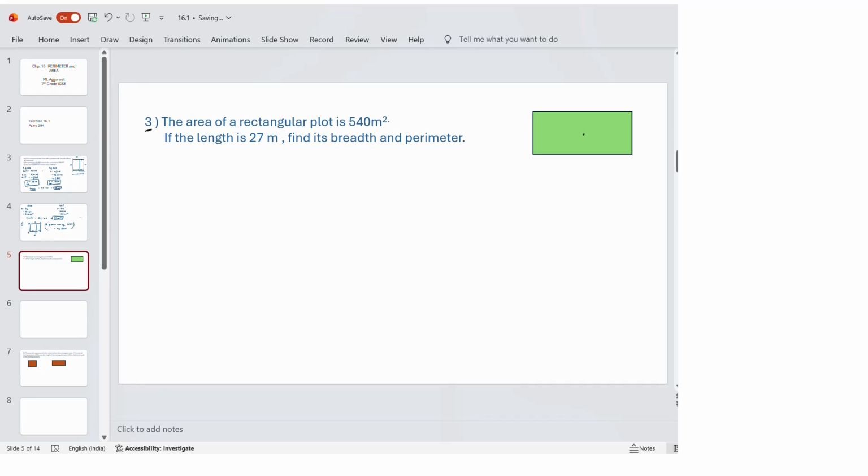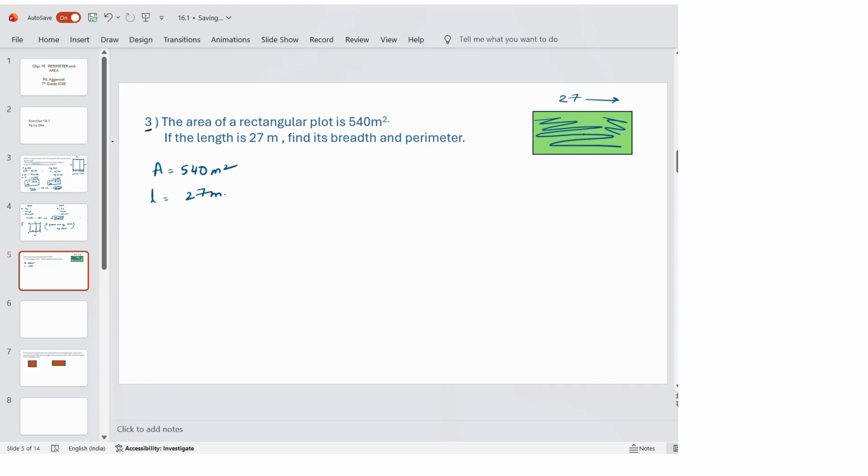Alright, the area of a rectangle plot is 540 meters square. Now what is the area? This whole part here, this is 540 meters square. If the length is 27 meters, you need to find its breadth and perimeter. It's fairly easy because the area is given. It's 540 meters square and the length is given as 27 meters. You need to find the breadth and the perimeter.